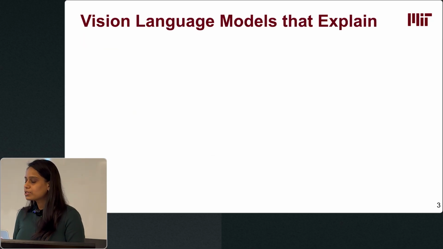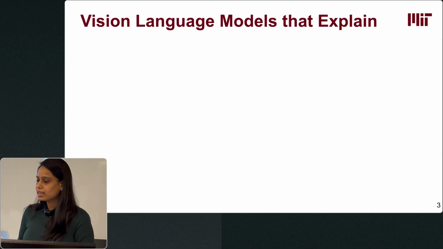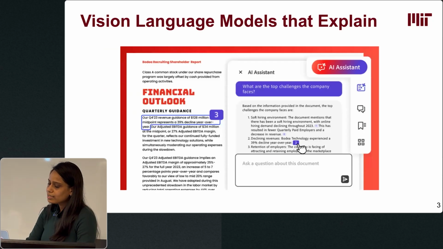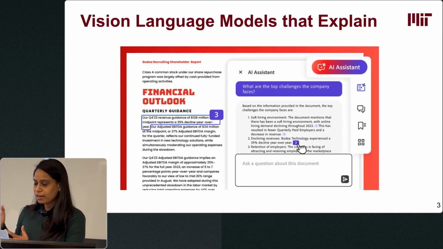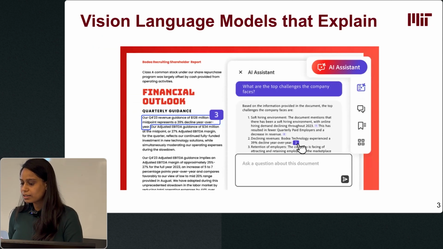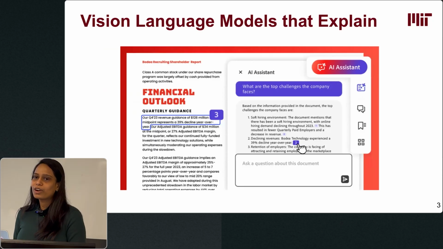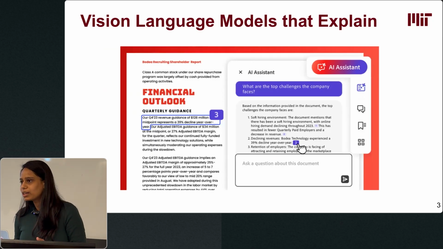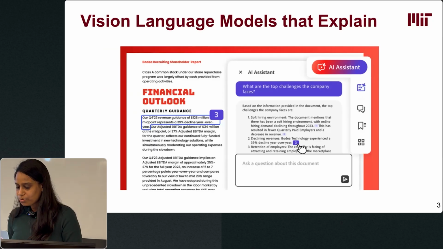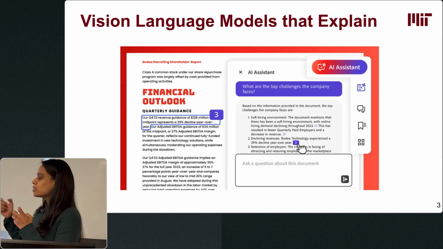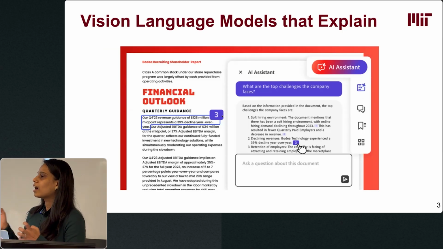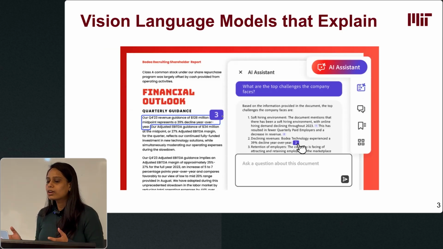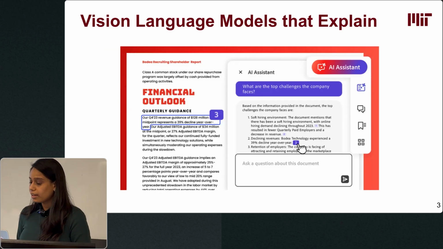So let's get into the first part of the talk, that is vision language models that explain. If you look at this image, in 2024, Adobe added a feature to Adobe Acrobat called AI Assistant. It's very common now when we chat with ChatGPT, Claude, and all sorts of AI agents, right? We can ask questions, it gives us the answer, and it references where the answer has been collected from. So this is pretty common when we are dealing with PDFs.